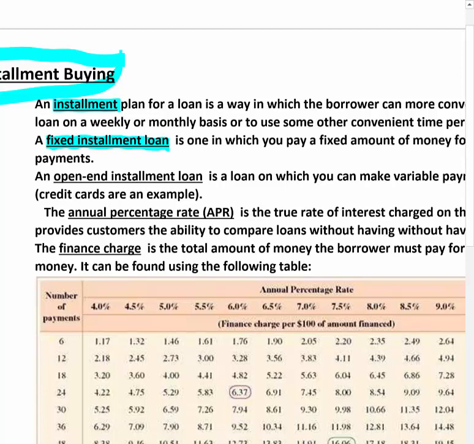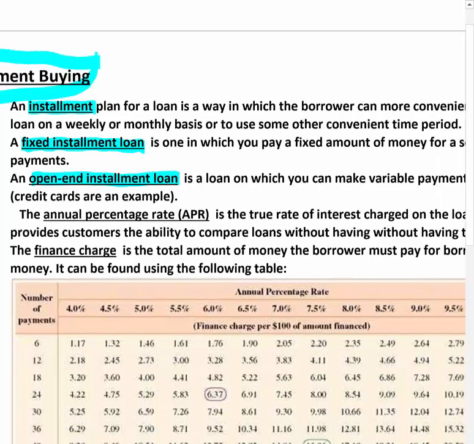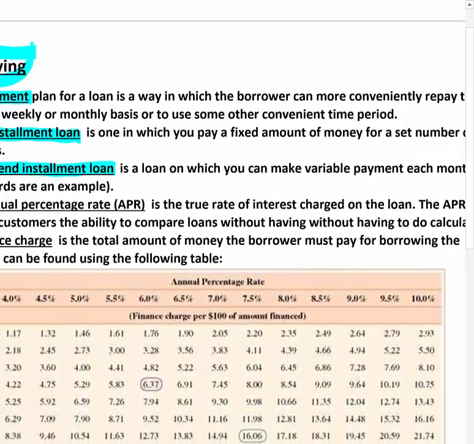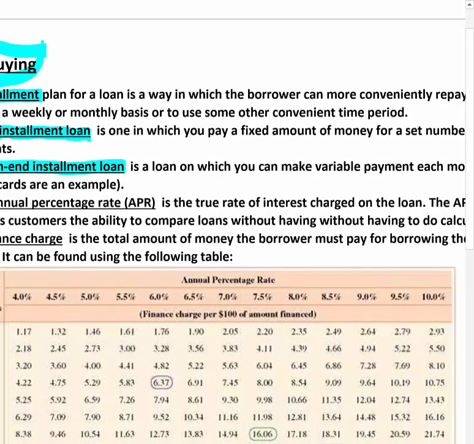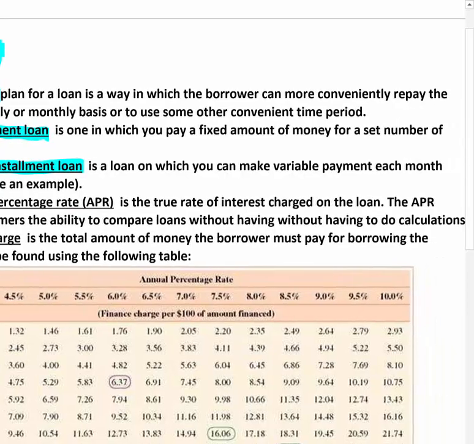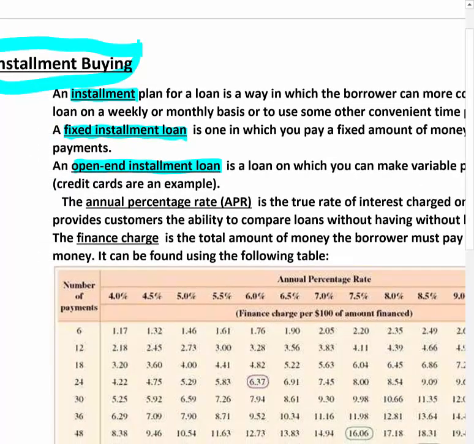So it's a lot simpler, whereas an open-end installment loan is a loan on which you can make variable monthly payments. Like with a credit card, you can make a larger payment than you have to if you want to, each month. Credit cards are an example.